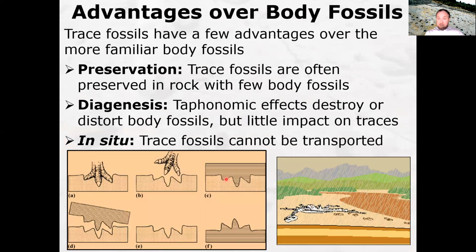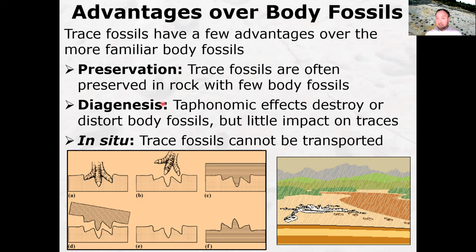So some advantages of trace fossils over body fossils. Again, we're very familiar with body fossils, and we've been talking a lot about what we can know from body fossils, but in many ways, trace fossils can be more informative and more advantageous. So one thing is that their preservation, while maybe not more likely, they're often preserved in rocks that don't have body fossils. So for example, beaches, the wave action tends to destroy and disarticulate skeletons, transport them elsewhere, whereas a footprint would maybe be more likely to be preserved.